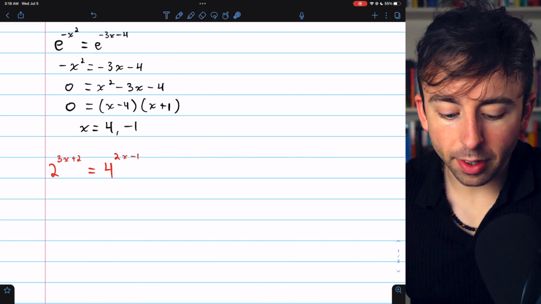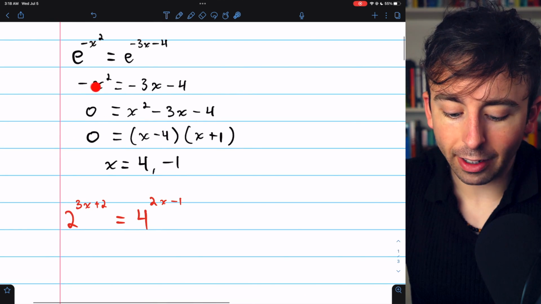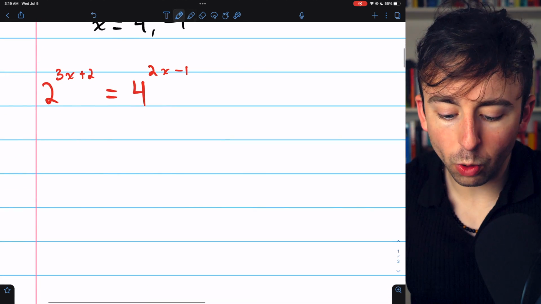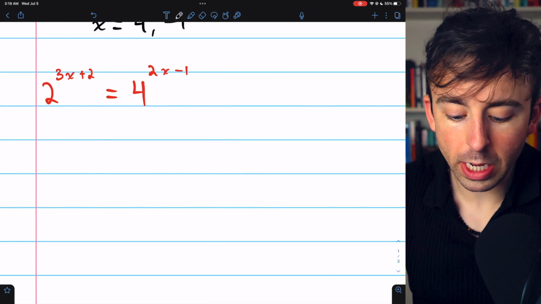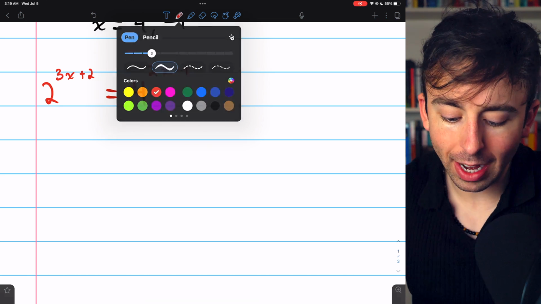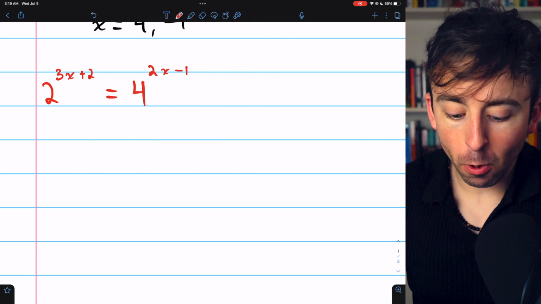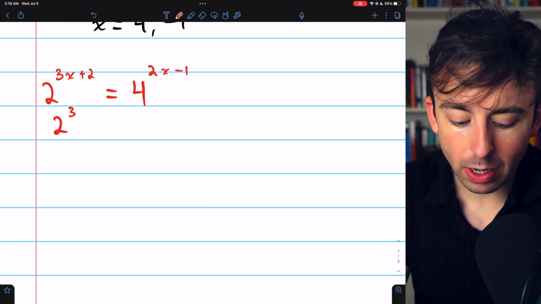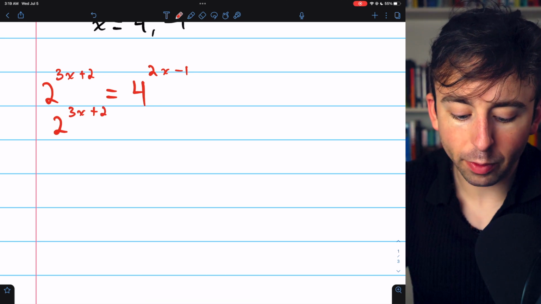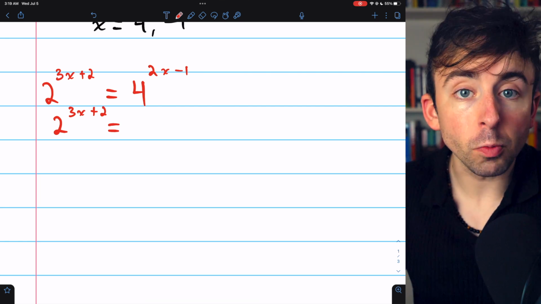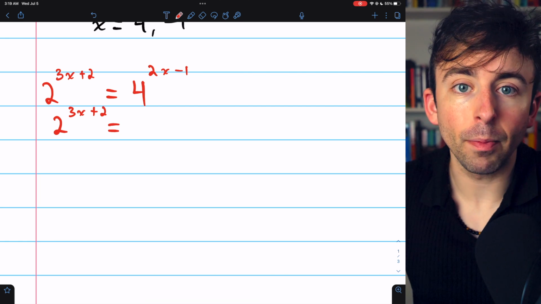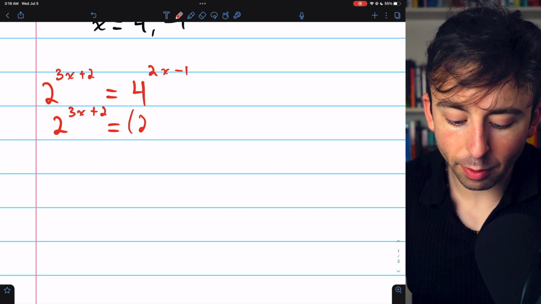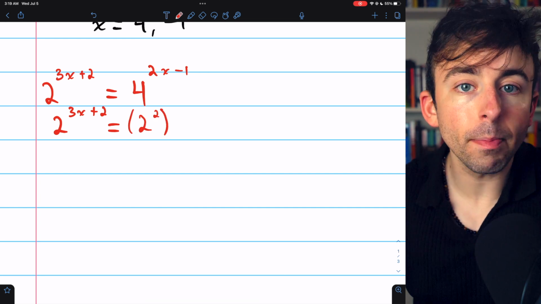Again, if the bases are the same, then all we have to do is set the exponents equal to each other and solve. In this second example, the bases don't quite look the same, but we need to rewrite the right side so that it has a base of 2. Right now, the base is 4, but 4 is a power of 2, so here's what we can do. On the left, we have 2 to the 3x plus 2, and on the right, we would also like to have a base of 2 so that we can just set the exponents equal to each other. We have a base of 4, but that's the same as 2 to the power of 2.